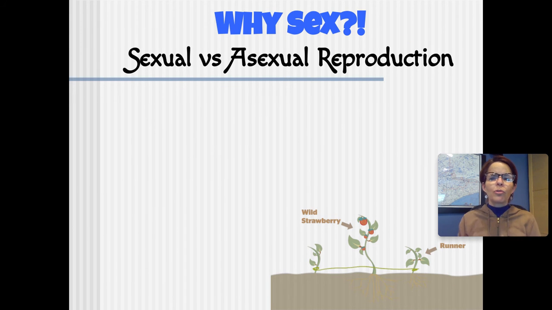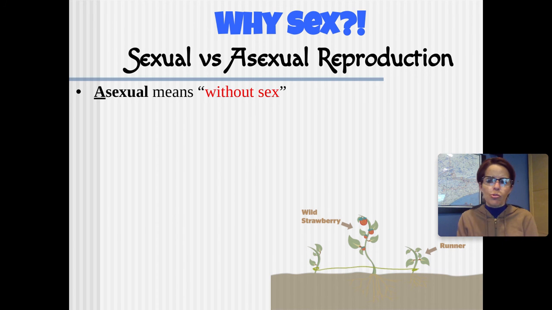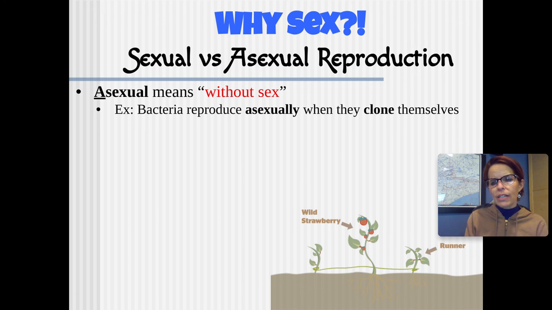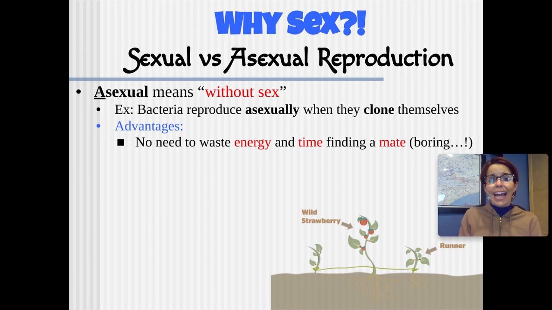All right, so the question is, bacteria reproduce asexually. They just clone themselves. Why have so many organisms evolved to be sexually reproducing? What's the advantage or disadvantage? So asexual means without sex. The prefix a means without. So bacteria reproduce asexually when they clone themselves.